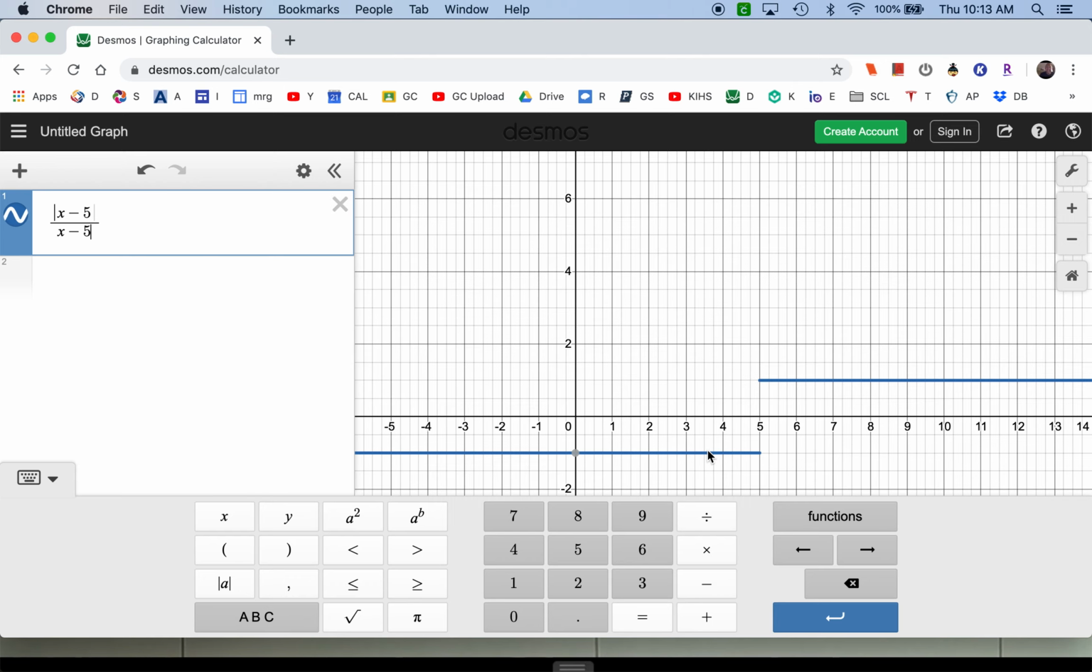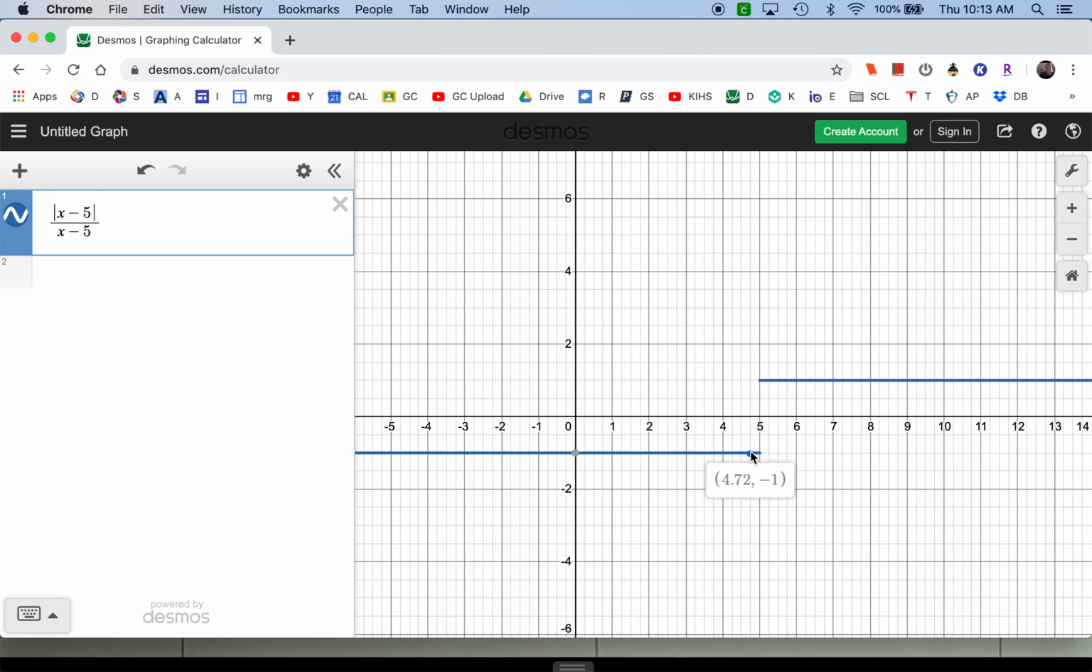So as the function approaches 5, what's the y value there? So this one has it from the left. So from the left, what's the y coordinate? And can you see from the left the y coordinate is -1? And there's your answer.